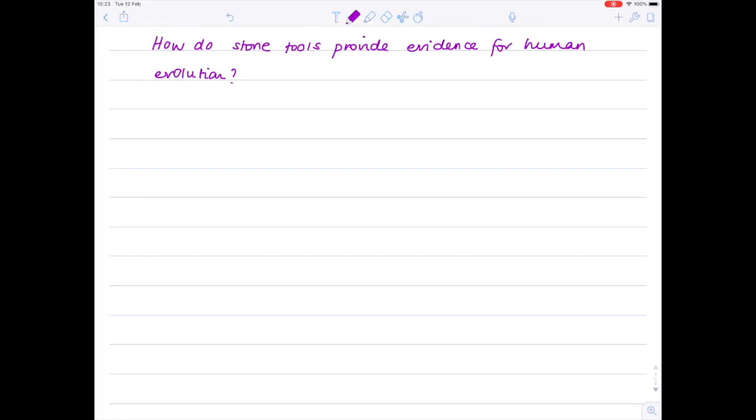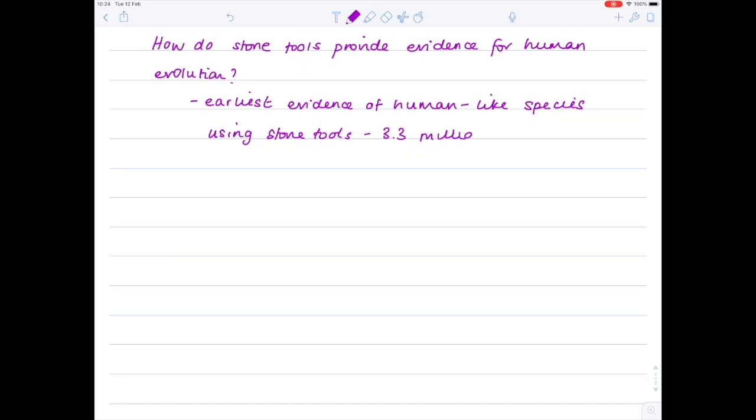So how do stone tools provide evidence for human evolution? Well, let's first of all look at the evidence of human-like species using stone tools, and that actually occurred 3.3 million years ago, so a seriously long time ago. And they noticed that the more recent tools showed much greater sophistication. So basically, tools became more sophisticated over time.